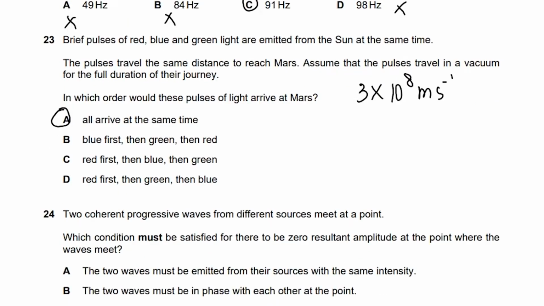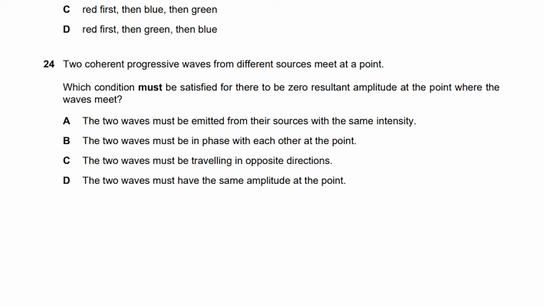Question number 24. Two coherent progressive waves from different sources meet at a point. Which condition must be satisfied for there to be zero resultant amplitude at the point where the two waves meet? The two waves must be emitted from their sources with the same intensity. No, this is not a condition. They must have the same amplitude.